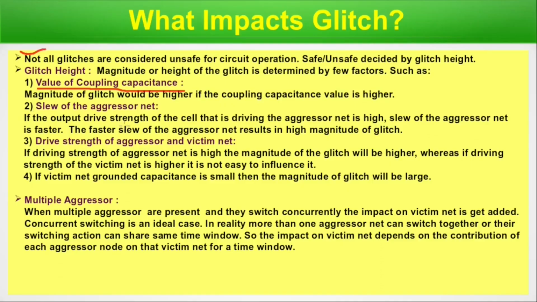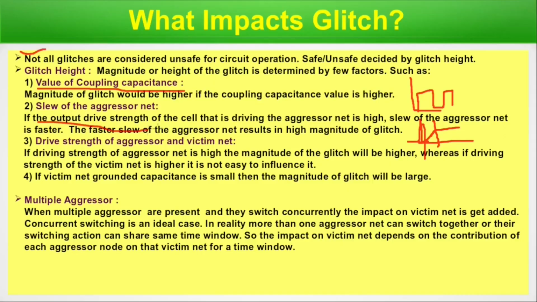Slew means how fast the signal changes. Ideally we draw it like this, but actually it doesn't happen. There is nothing instantaneous, so it will be something like this. This rate of change is called slew. If that is very sharp, then the driver of the aggressor net is really strong. It has high driving strength. So the slew of an aggressor net defines how strong the driver of that net is.